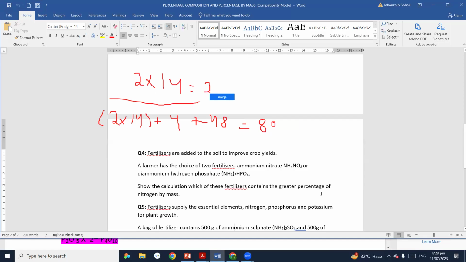And here, first of all, we will see how many nitrogen are present. Sometimes students make a mistake. They write down the mass of only one nitrogen. Okay, that's good. Yes, your working is right.